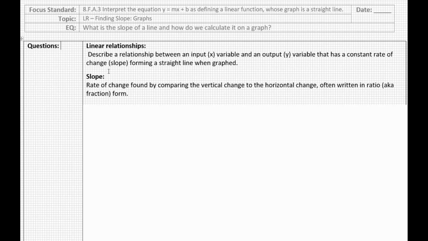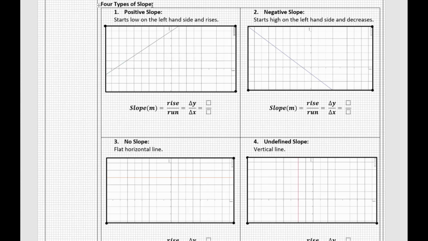Please make sure you have these vocab words copied down into your notes, and let's take a look at some examples of lines on graphs and how we're going to calculate the slope, or the rate of change. There are four types of slope when we look at lines on graphs: a positive slope, a negative slope, a no slope, and an undefined slope. I know those graphs are hard to read. I'm going to zoom in for a minute, but I just wanted to let you know the format.